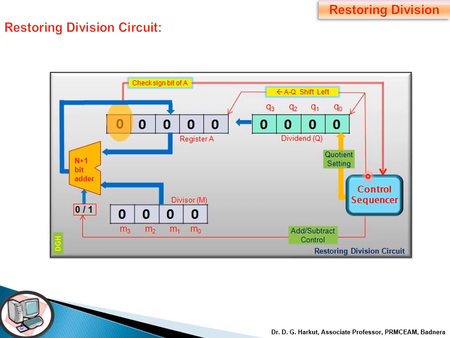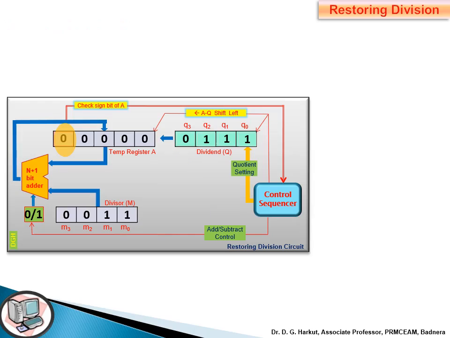It will also generate the left shift signals. It sets the quotient bit value, and it also generates the add/subtract control signals for the adder. We will see how this restoring division circuit works with an example with simulation. I will explain the working of restoring division circuit by taking an example. Let us divide 7 by 3 using restoring division circuit.